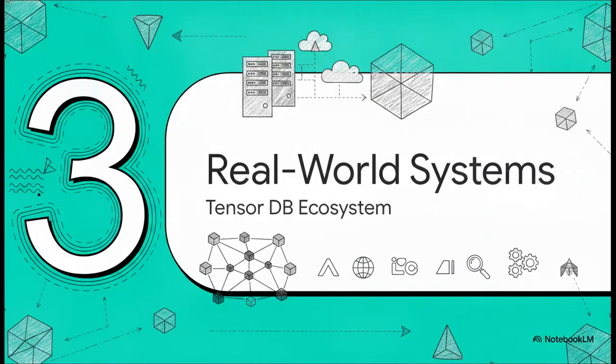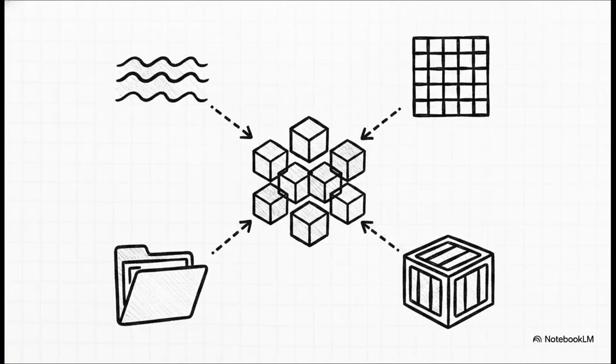Okay, section 3, real-world tensor systems. So who's actually building this stuff? Well, here are the heavy hitters driving the tensor and array database ecosystem today. We've got platforms like Activeloop Deep Lake and TileDB, libraries like Google's TensorStore, and some incredibly powerful open formats like Zarr and HDF5. Let's dig into a few of these, just to see how they operate under the hood.